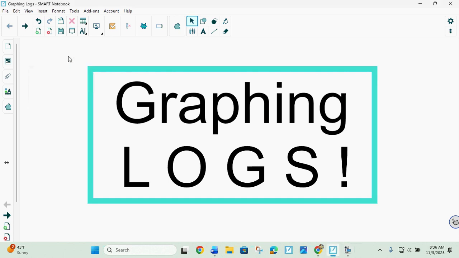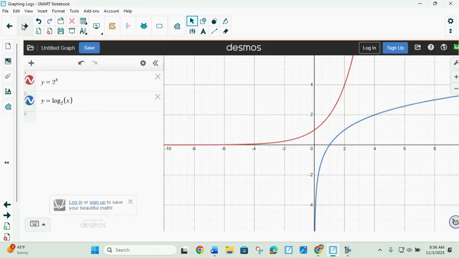Okay, here we go, graphing logs. So last class we graphed exponentials, and what I have up here with Desmos is, in red, the graph y equals 2^x, and the blue is y equals log base 2 of x. And we can see that they're inverses.